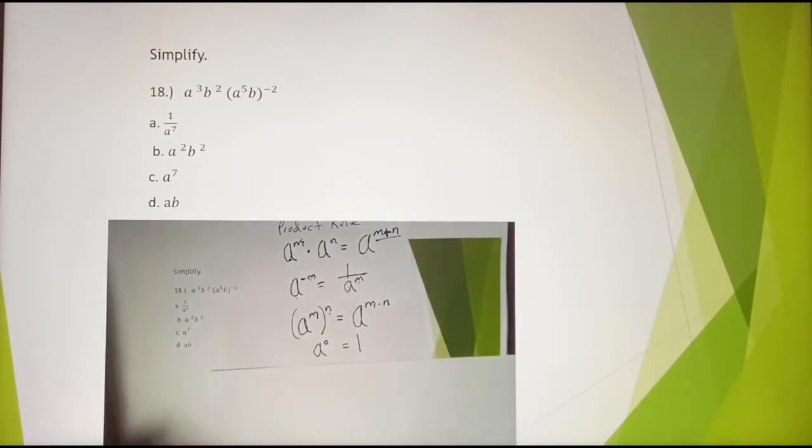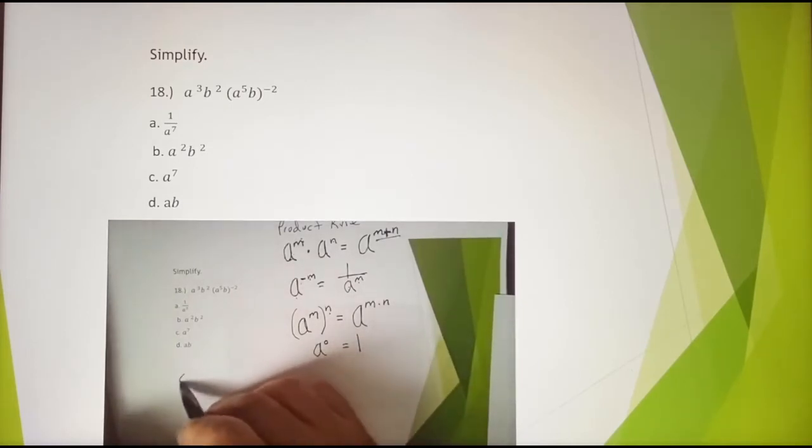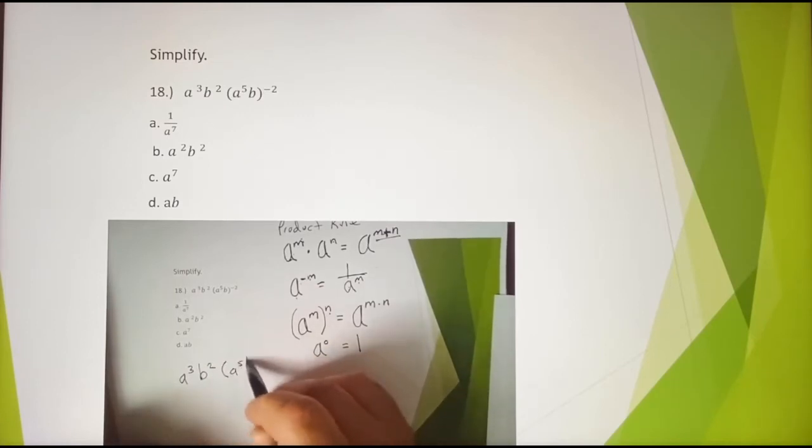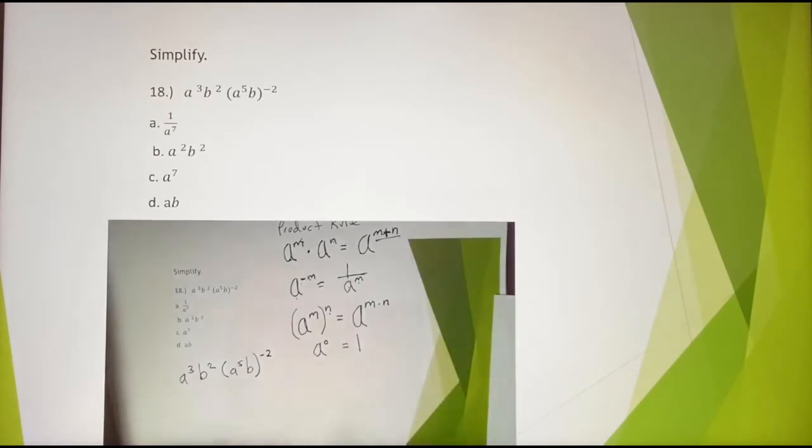All right, with those rules, let's tackle this problem. I'm going to rewrite it. a cubed b squared, parentheses, a to the 5th b, close parentheses, all raised to the negative 2 power.